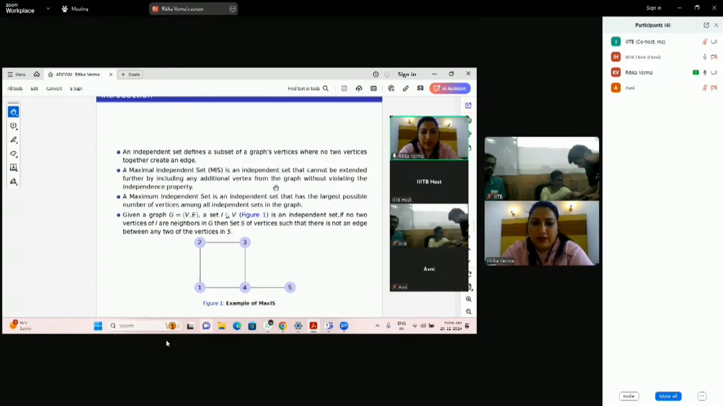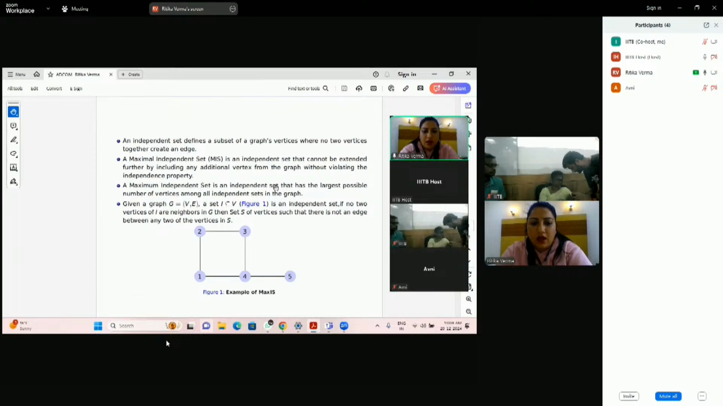Let us suppose we have a graph G in which we call the vertices V and we call the edges E. We have 5 vertices. We can select any node for our maximal independent set. Let us suppose we select node 1, then remove the adjacent vertices of the selected node, like 2 and 4 are removed. So the remaining nodes are 3 and 5.